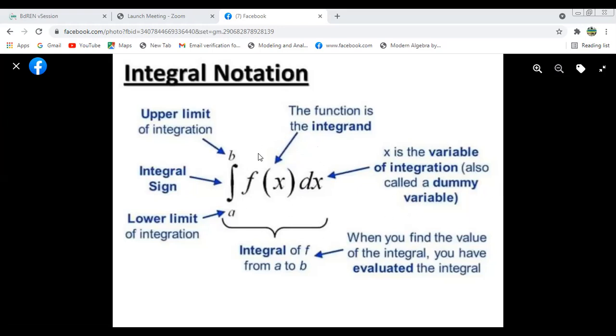So this whole part is called the integration of f of x with respect to x, and the limit is from a to b. That means f of x is the y values, the ordinate values, and dx is the x values. A product of these two will give the area, and this integration from a to b will give the total area from a to b. When we find the value of this integral, we have evaluated the integral. We have to remember this notation of integration.